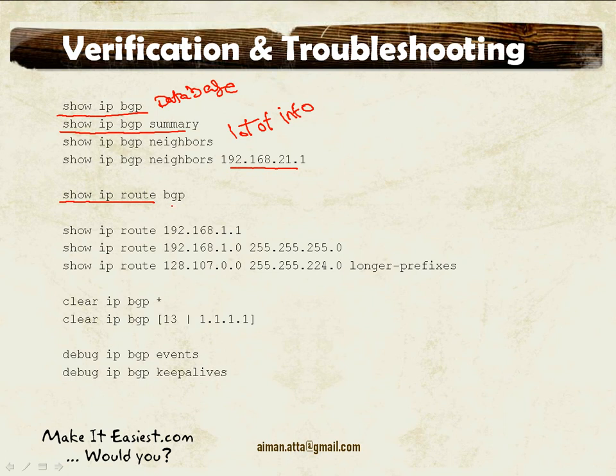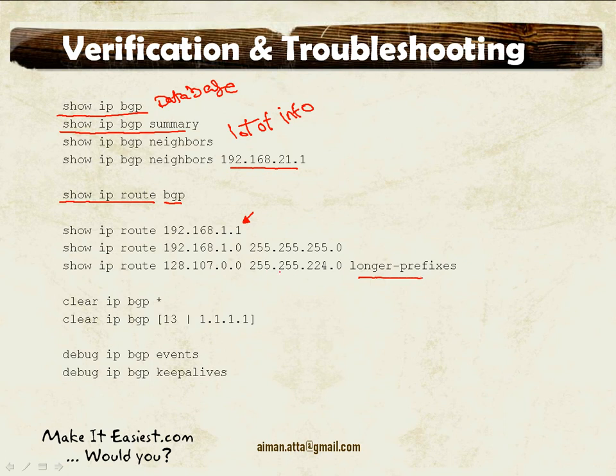Show ip route, then specifying BGP as a source, will only display routes that managed to enter the routing table using BGP. Show ip route and then specifying a certain IP address shows what prefix or entry will be used to reach this IP address right here. We could be showing a network as well.